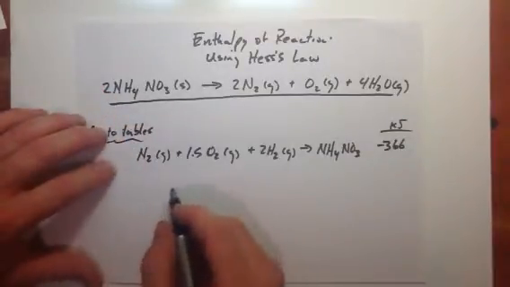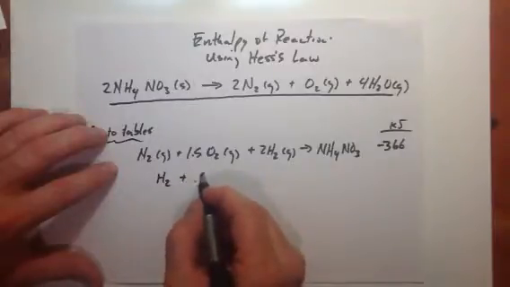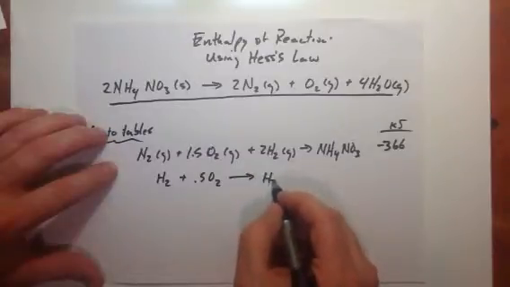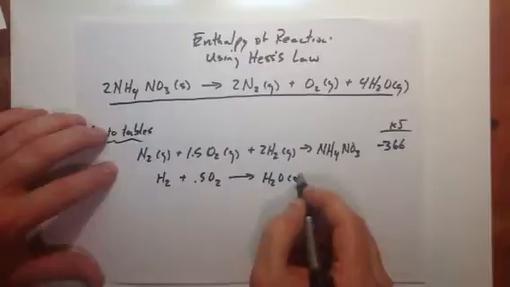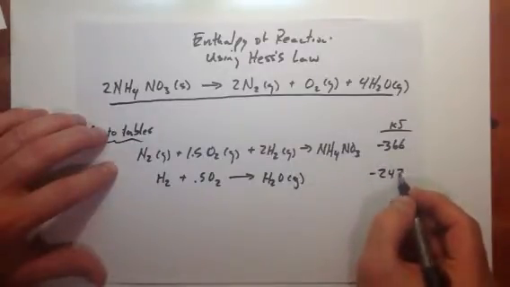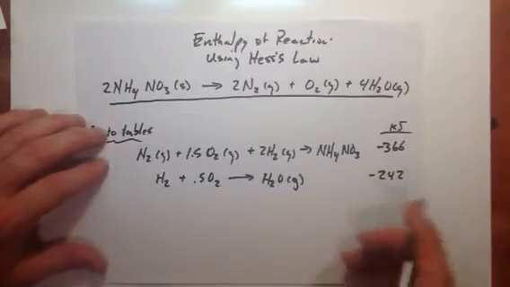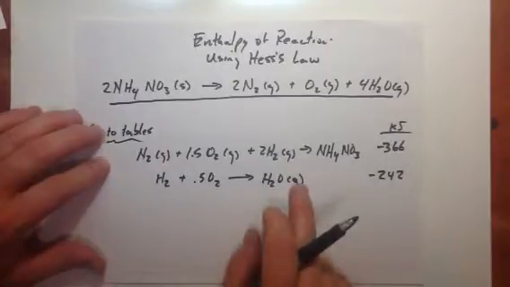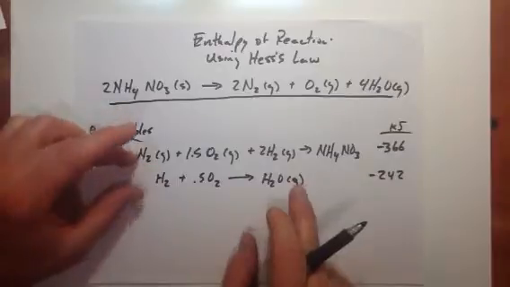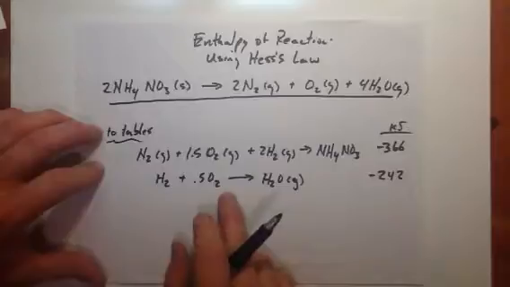So let's show the next one. H2 plus 0.5 O2 gives us H2O as a gas. The enthalpy for this reaction is minus 241, or 242 roughly, 241.8. So what we're going to do now is rearrange this so that we have this equation here, and we're going to add these two. So we're going to rearrange if we need to, and multiply by whole numbers.